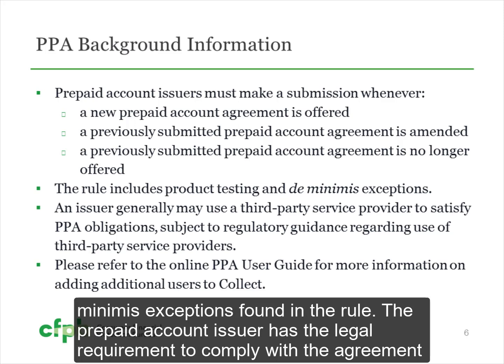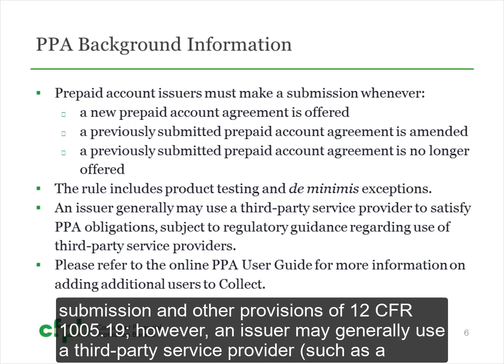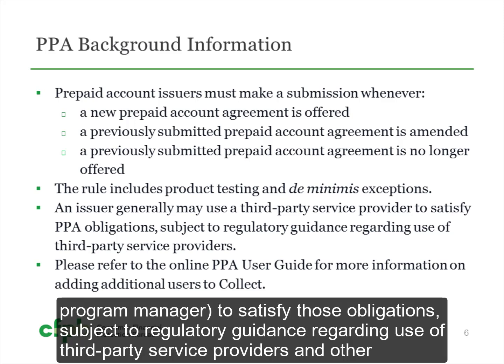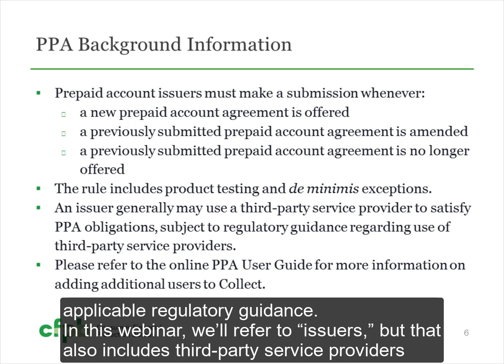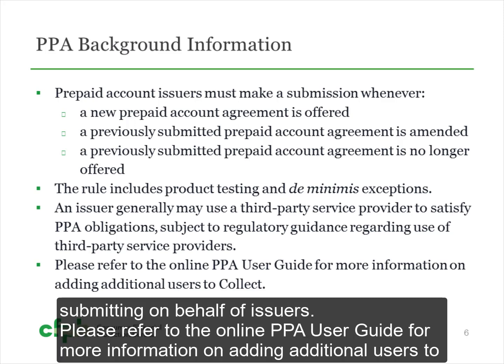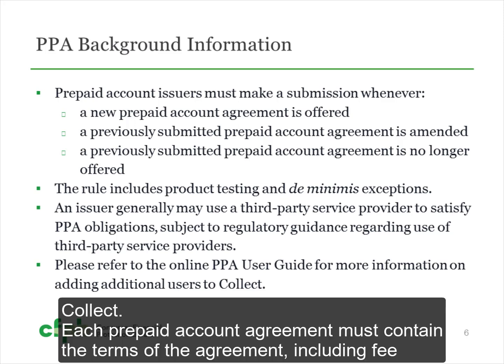The prepaid account issuer has the legal requirement to comply with the agreement submission and other provisions of 12 CFR 1005.19. However, an issuer may generally use a third-party service provider, such as a program manager, to satisfy those obligations, subject to regulatory guidance regarding use of third-party service providers and other applicable regulatory guidance. In this webinar, we'll refer to issuers, but that also includes third-party service providers submitting on behalf of issuers. Please refer to the online PPA user guide for more information on adding additional users to Collect.